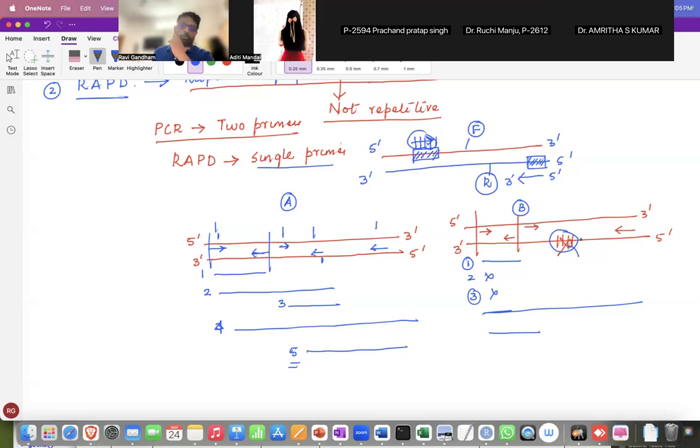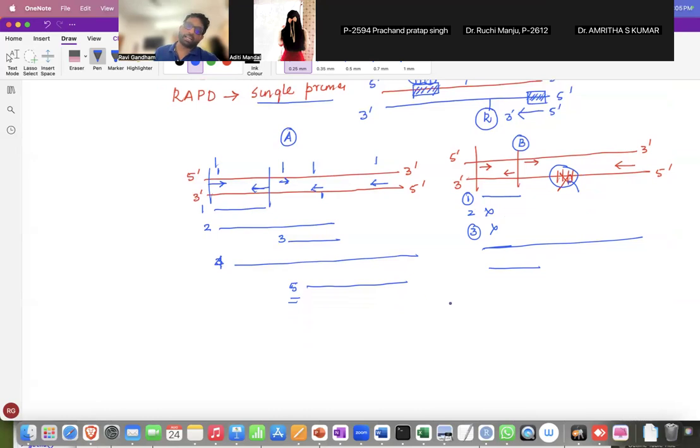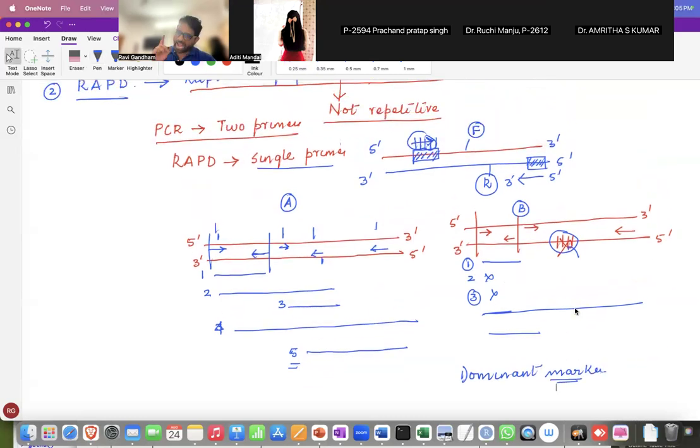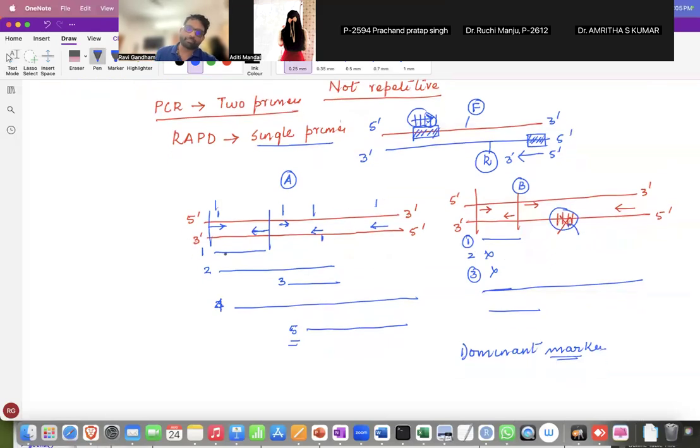Now, having known this, this is called as a dominant marker. Why do you call this as a dominant marker? You should understand. Now, listen to me. At a particular site, if you are able to identify the existence of a heterozygote as well as the homozygote, then you call it as a codominant marker. But here, what is happening?